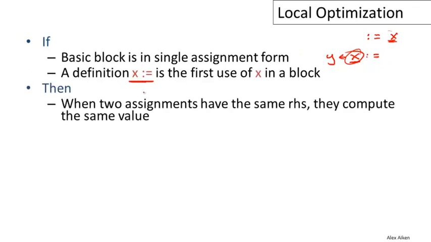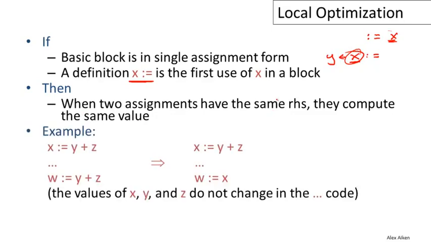All right, and if that's true, if we put things in that form, and that's easy to do as we've seen, then when two assignments have the same right-hand side, they're guaranteed to compute the same value. So take a look at this example. Let's say we have an assignment X equals Y plus Z, and then later on we have another assignment W equals Y plus Z.